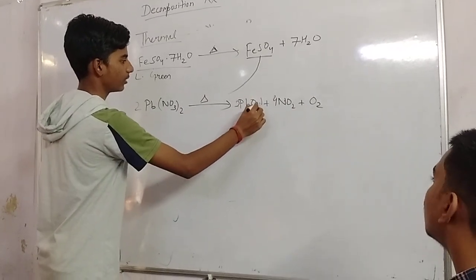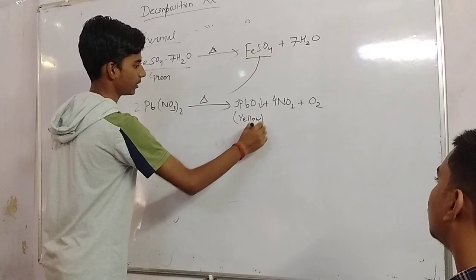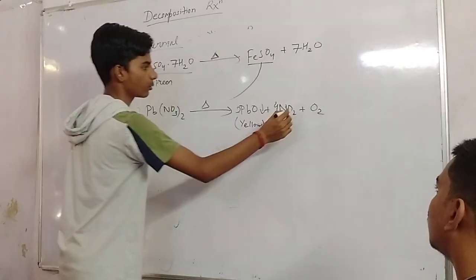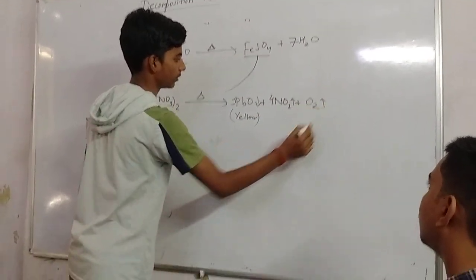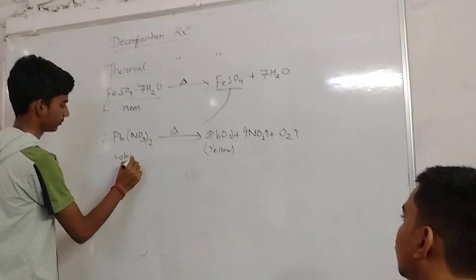PbO is yellow in color. It is a yellow precipitate. Very good. And these two are evolved in the form of gases. What is the color of lead nitrate? It is colorless. Colorless, white color.